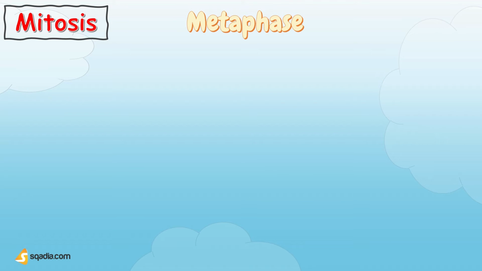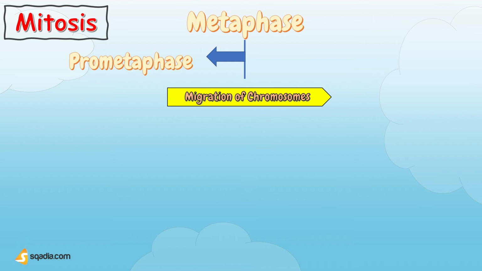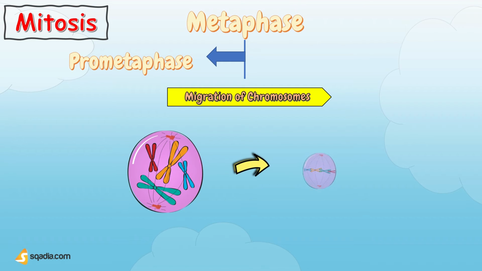After this, the next phase in mitosis begins, which is the metaphase. Some scientists also divide it into prometaphase and metaphase. In these phases, the migration of chromosomes occurs, and it's the longest phase of mitosis. It can take up to 20 minutes.